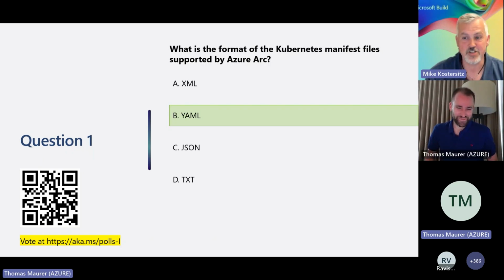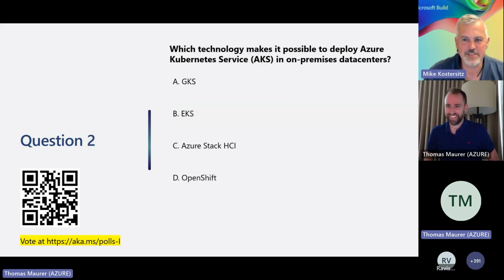For those who said JSON, that is definitely also a sort of right answer. You can use JSON for certain things in Kubernetes and for managing containers, but the predominant format is YAML. For those of you who said XML, I'm sorry, but that doesn't work. It does work against the Azure REST APIs, but it doesn't work against the Kubernetes APIs. All right, let's go on to question number 2, Thomas.